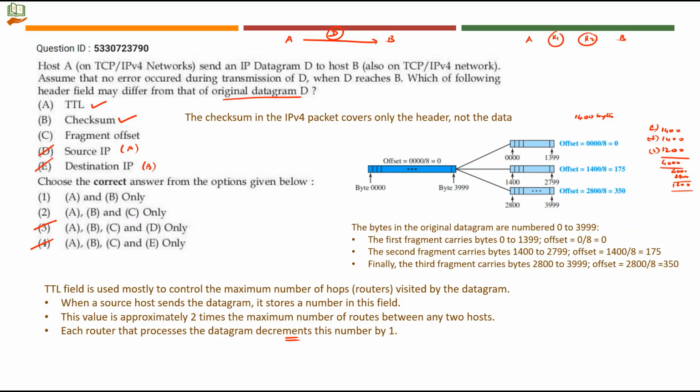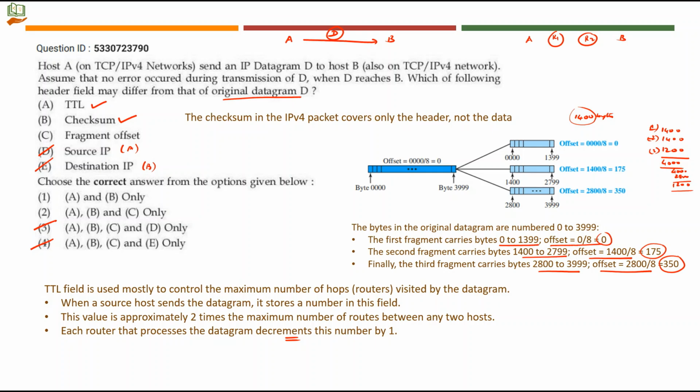So the maximum capacity of a particular router is going to be 1400, means this 4000 packet will be fragmented into 3. So the first fragment carries bytes 0 to 1399. The second fragment carries bytes 1400 to 2799. And the third fragment, the final one, it carries 2800 to 3999. So for every fragment, see the offset calculation here. You have 0 here, you have 175 and you have 350.